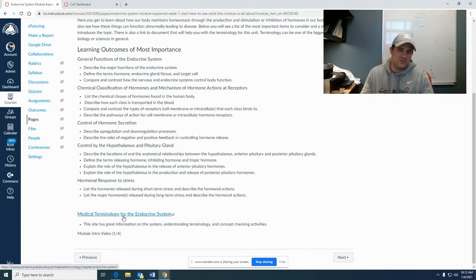This medical terminology for the endocrine system link is a great page that goes through terminology, but also has concepts and information in it. So this is a great link to go through and study and take notes on, and it should help you with the information, and reach out to me. There's also some really good tools in there for learning the terminology in terms of just some games that you can play for matching terms together.